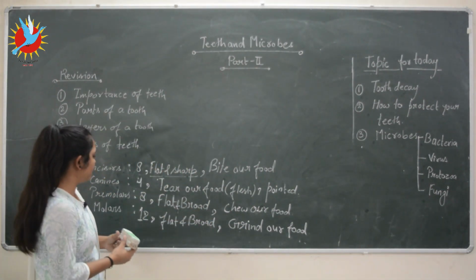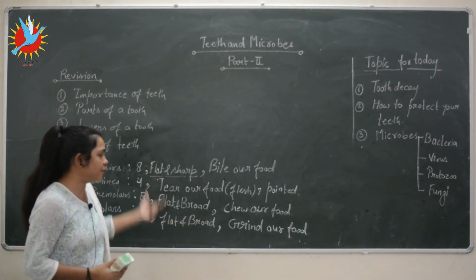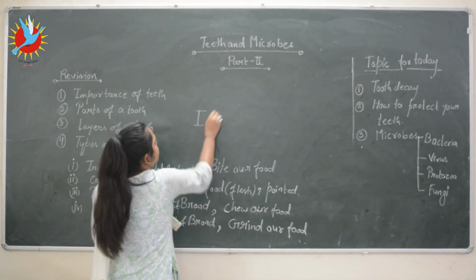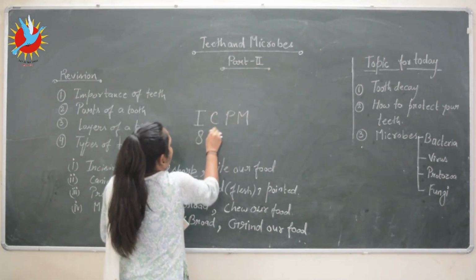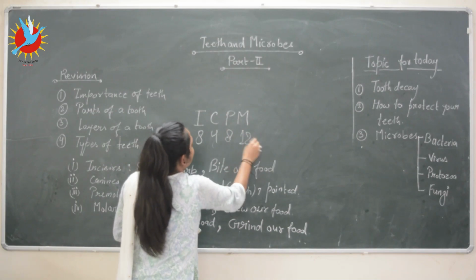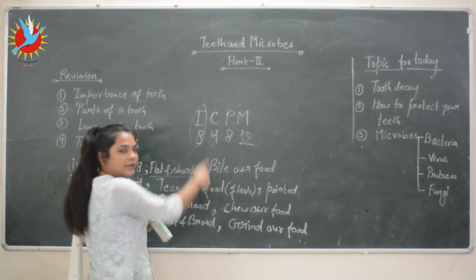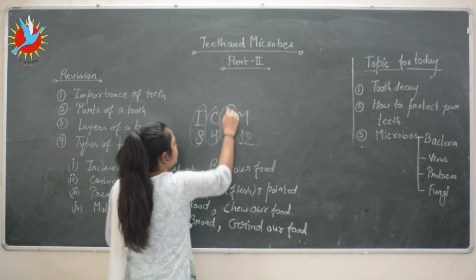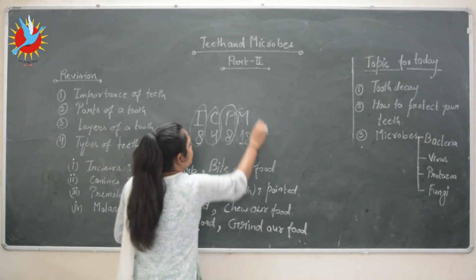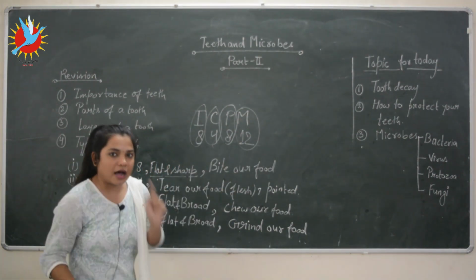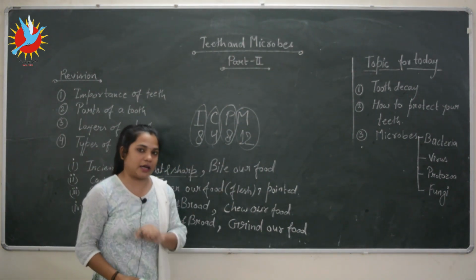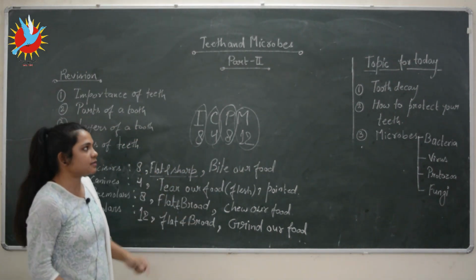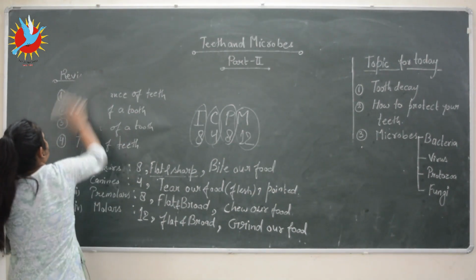I have told you about a formula, an easy way to learn the names and the numbers also. That formula was ICPM 84812. I for incisors, incisors are 8 in number. C for canines, canines are 4 in number. P for premolars, they are 8 in number, and M for molars, they are 12 in number. So the formula is ICPM 84812. Okay students, this was the quick revision of your last class. Now let's move to today's topic.